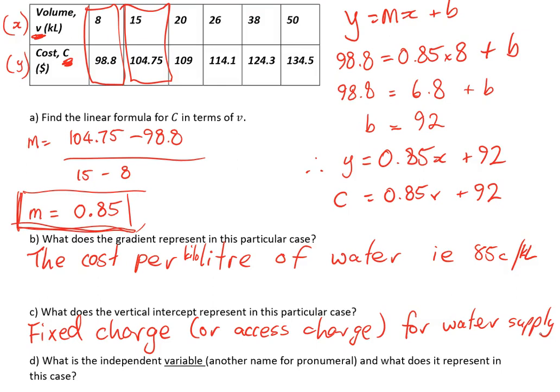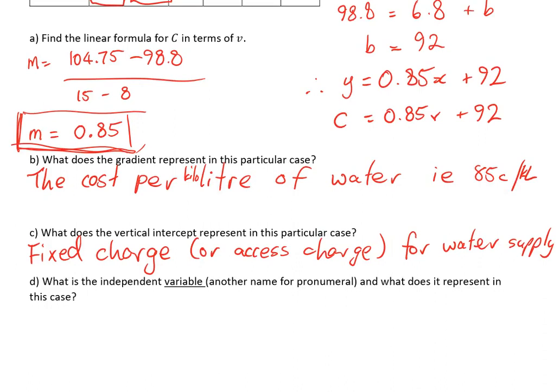I pay 85 cents for every kilolitre of water I use, but I've also got to pay $92 regardless of how much water I use. So that's what my y-intercept represents, a constant charge or a constant amount. The gradient represents a rate of change. The y-intercept represents a fixed amount and an initial amount.